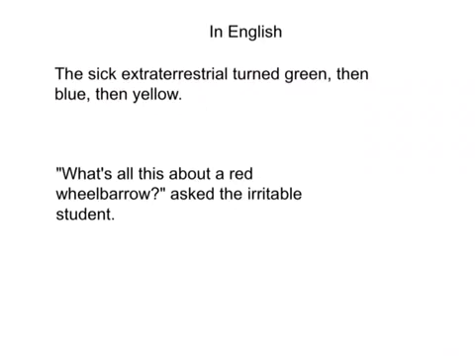So if we're going to say the extraterrestrial is sick, then we're going to have to put that sick before the word extraterrestrial, unless it's in the predicate position, in which case we'll put it after the verb, like green, blue, and yellow. The same thing is true in this other sentence, what's all this about a red wheelbarrow, asked the irritable student. If we want to attribute the quality red to our wheelbarrow or the quality irritable to our student, we're going to have to put those things right before those words. However, the endings of these words don't have to agree. In fact, even if I made the word student plural, I wouldn't have to change this word irritable. I wouldn't have to say irritables students.